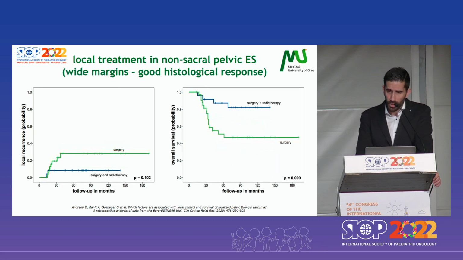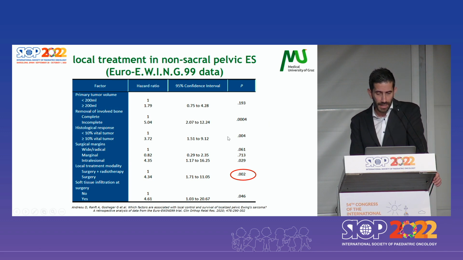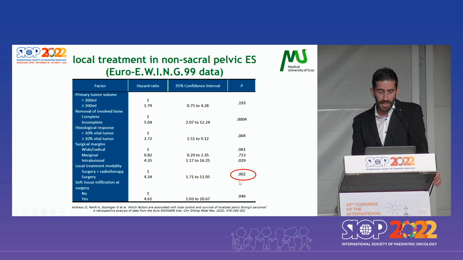And this was also confirmed in several subgroup analyses, for instance, in patients with wide margins and good histological response to chemotherapy. Again, the patients where we would traditionally say they should not receive additional radiotherapy. Still, these patients with non-sacral pelvic Ewing sarcomas appear to benefit from the addition of radiotherapy in their local treatment. And the multivariate analysis, again with several known prognostic factors, confirmed this finding that in non-sacral pelvic Ewing sarcoma, the combination therapy is better than surgery alone.